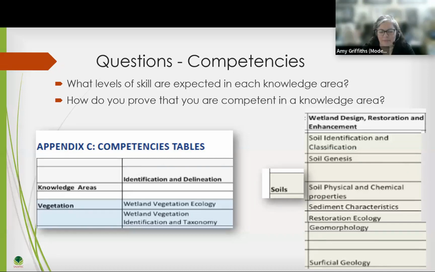Okay, thanks. Tom, how about you? Do you want to pick a particular competency or speak to how you prove, or within your professional organization, how people prove they're competent?